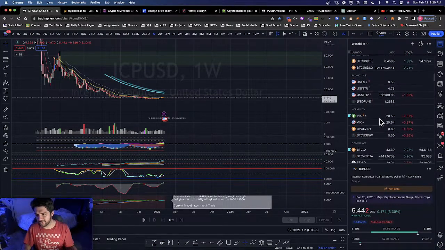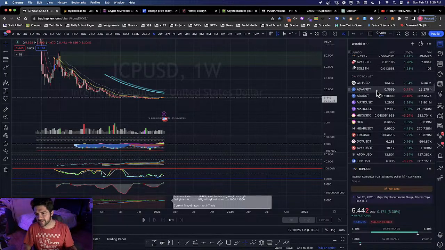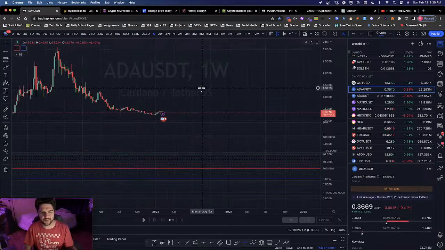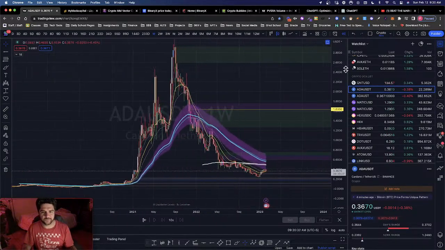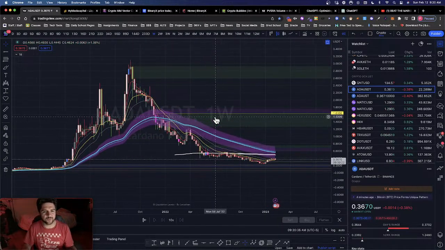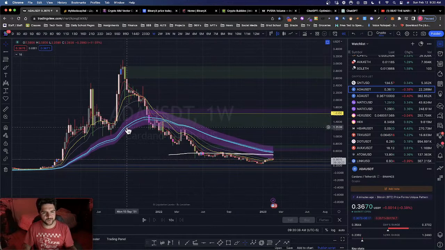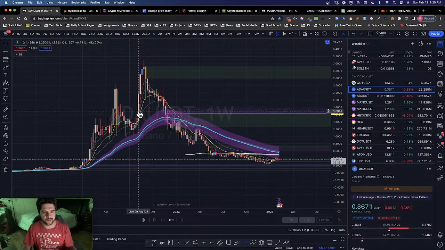What else we got? What about ADA? I know people love ADA. ADA is down today. How's the ADA chart? What do we think about ADA? Has ADA achieved 3 levels of drop is the question. Because the levels on ADA are a little bit ambiguous here, right?